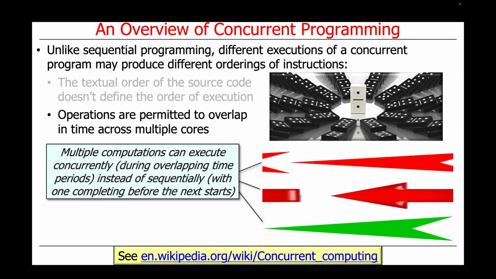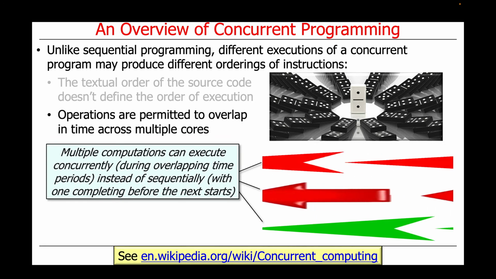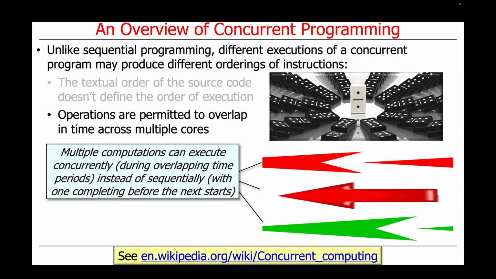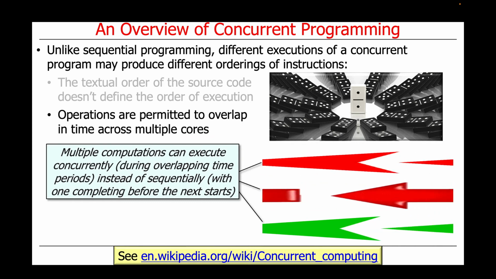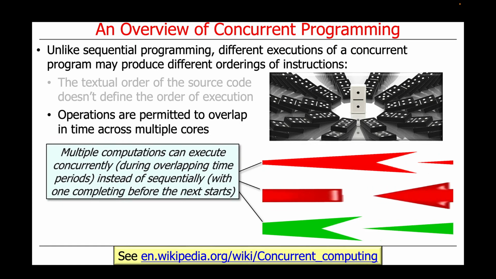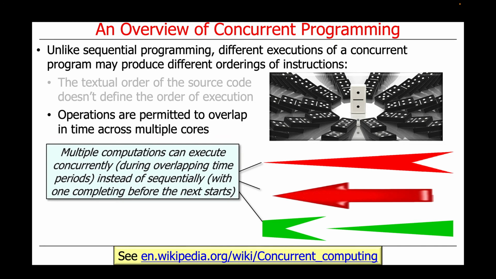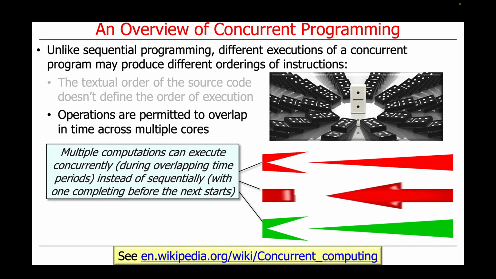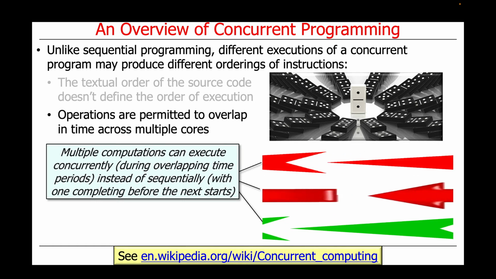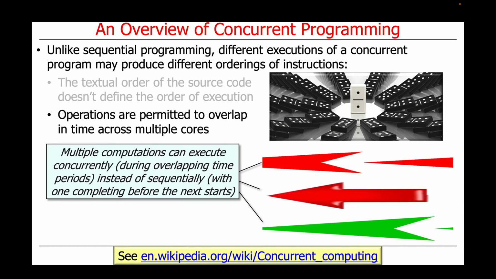Another way that concurrent programs may produce different orderings of instructions is by virtue of the fact that operations are permitted to overlap in time across multiple cores. So as shown here, somewhat visually, multiple computations can execute concurrently during overlapping time periods instead of sequentially, where one operation must finish before the next starts. As you can see, these things can run in different orders and take different amounts of time to run.